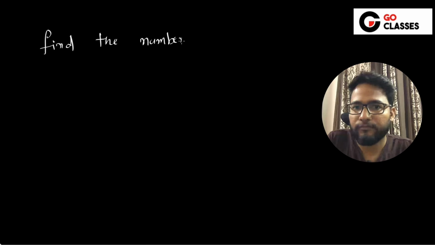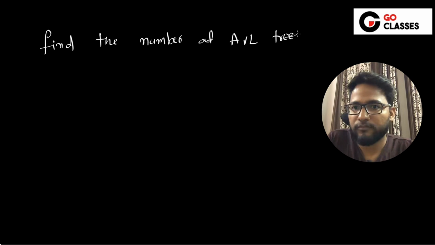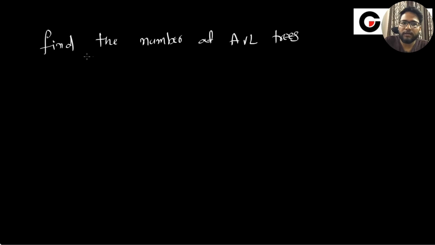Now let's solve one very easy question about AVL trees, which says: find the number of AVL trees. Which means, for a given height, let's suppose height is given to you, which is h, and you need to find all the AVL trees of height h.